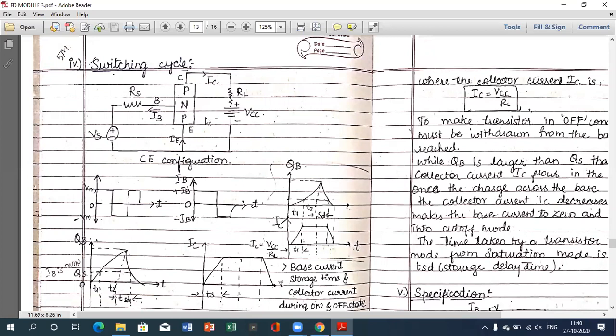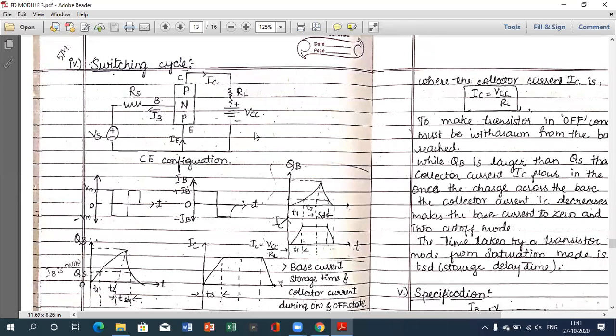In a PNP transistor, holes play a very important role in causing the base current, collector current, and emitter current. Vs is the supply voltage connected across the base, and VCC is the DC voltage connected across the collector terminal, so that we can operate this transistor in common emitter configuration, because the emitter here is common between the base and collector.